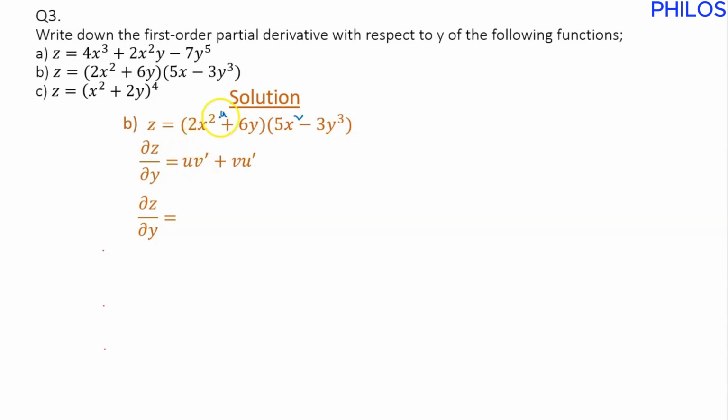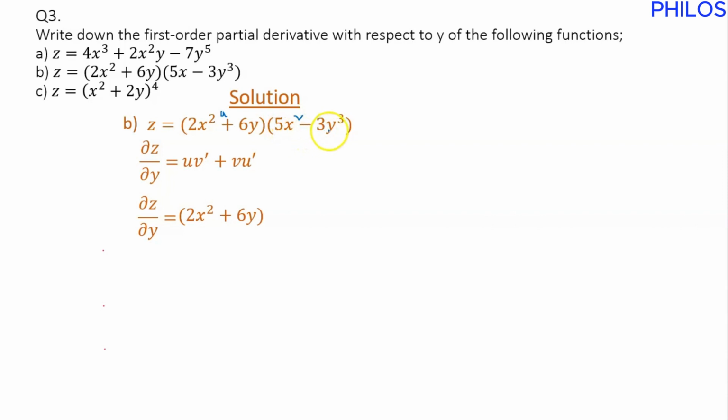Okay. So, to get partial z, partial y, let's recall our u. What's the u? U is 2x squared plus 6y. So we write it. Multiplying v prime. Now, what will be v prime? V prime means we should differentiate v with respect to y, since we are finding partial z, partial y. So we should differentiate v with respect to y. Now, when we are differentiating z with respect to y, within the bracket, okay, the whole thing in this bracket is v, and we are differentiating it with respect to y. Now, for the first term in the bracket, there is no y. So the first term will be 0.